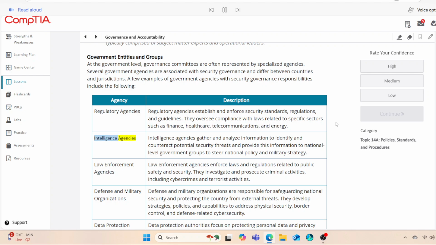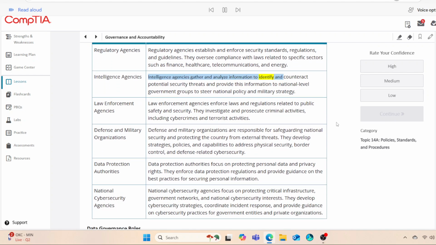They oversee compliance with laws related to specific sectors such as finance, healthcare, telecommunications, and energy. Intelligence agencies. Intelligence agencies gather and analyze information to identify and counteract potential security threats and provide this information to national-level government groups to steer national policy and military strategy. Law enforcement agencies. Law enforcement agencies enforce laws and regulations related to public safety and security. They investigate and prosecute criminal activities, including cybercrimes and terrorist activities.